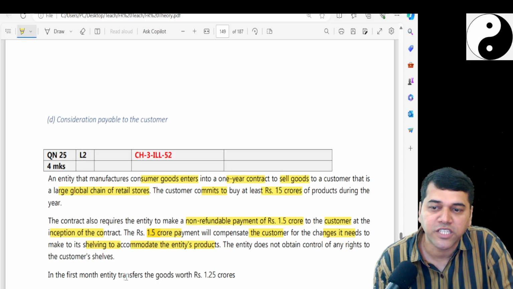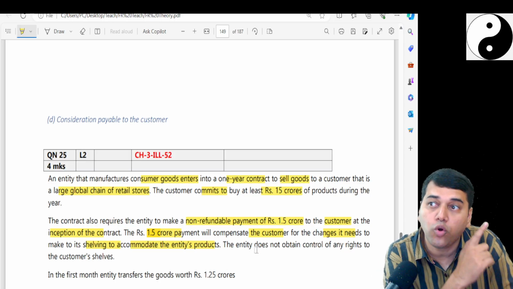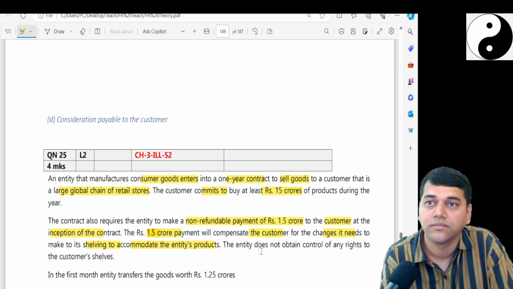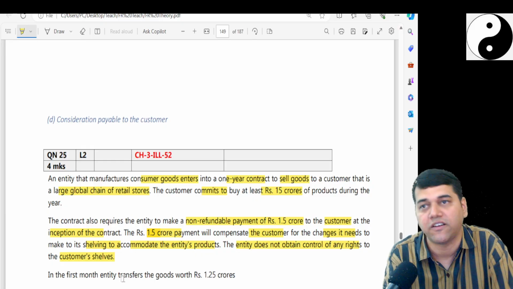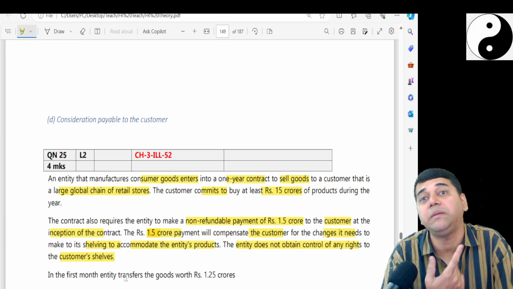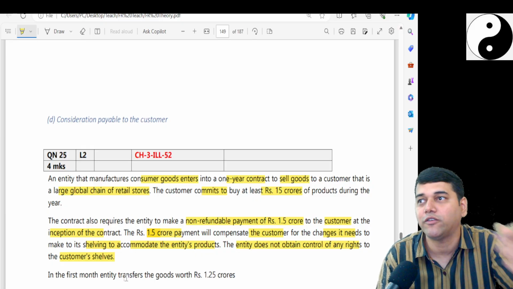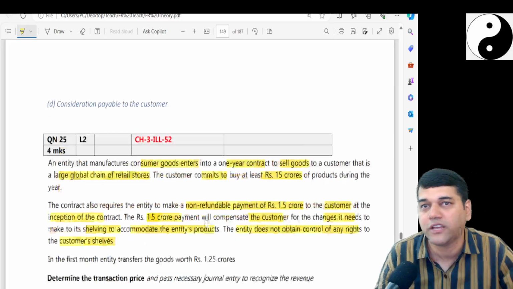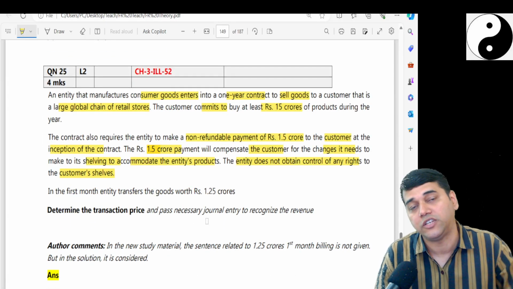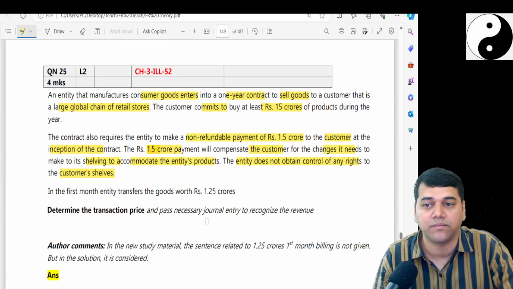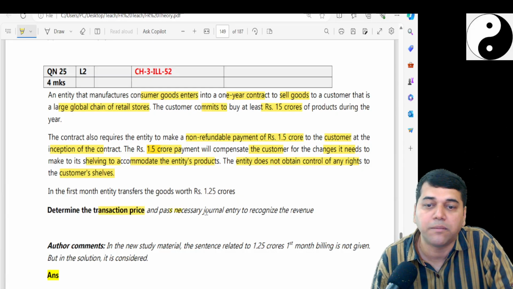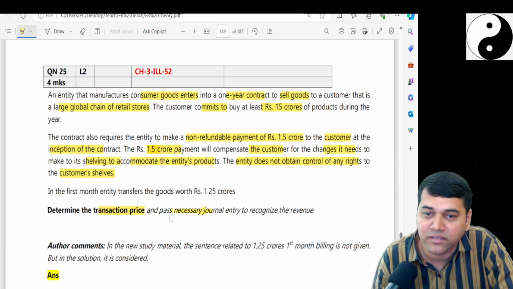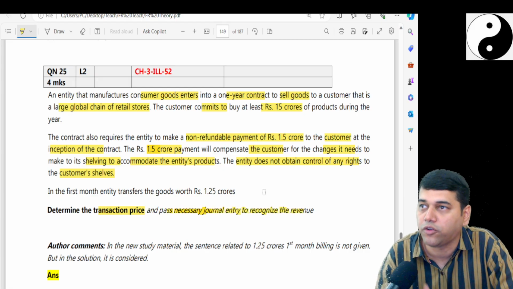Now, question comes, who is the owner of the shelf? The entity does not obtain any right over the customer's shelf. That means it is not PPE for me. Otherwise I should have accounted it as PPE if it were a separate transaction. So I don't have any right, so that is an expense. But it should be expensed over the term of the contract. Determine my transaction price and pass the necessary journal entry. Pass necessary entries from my understanding, for your understanding.